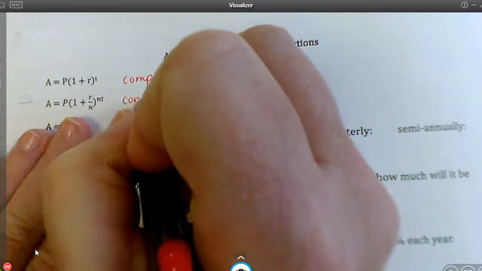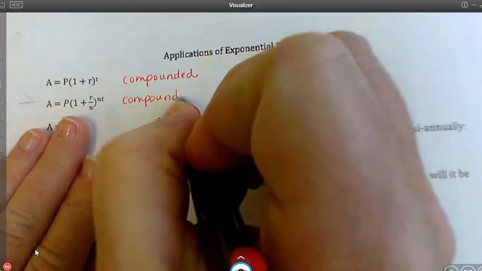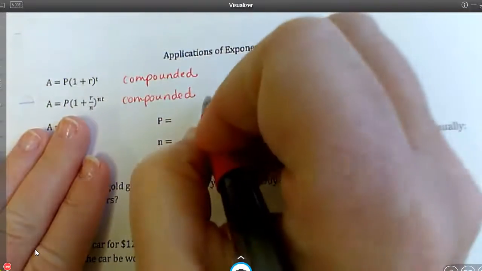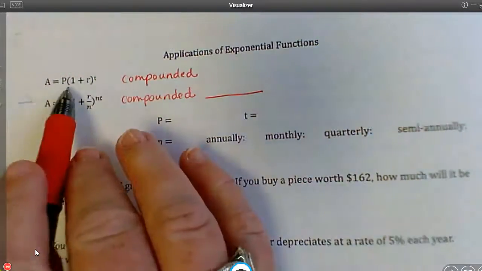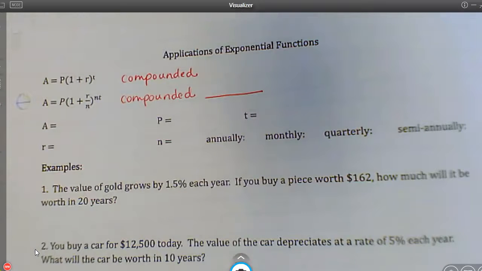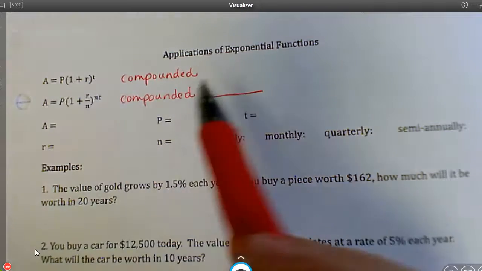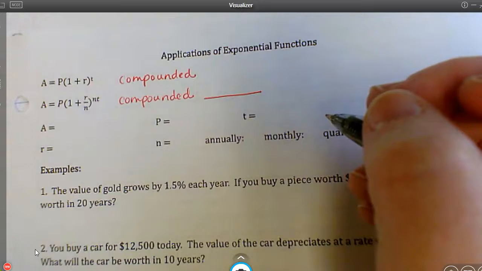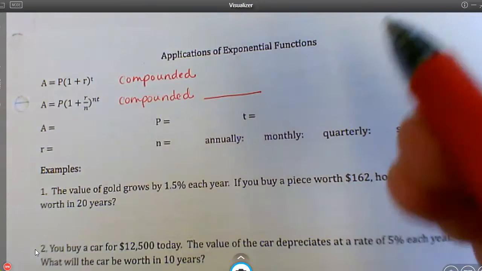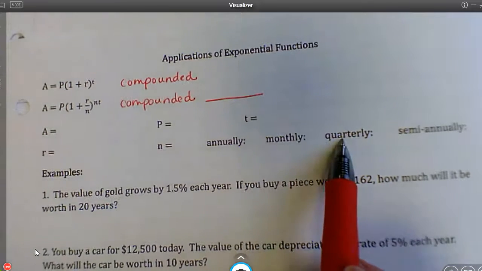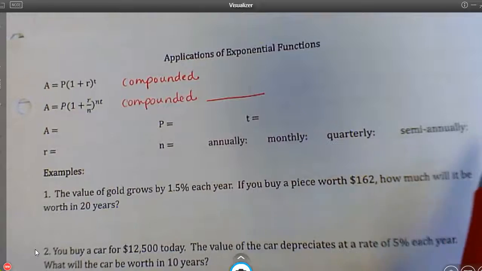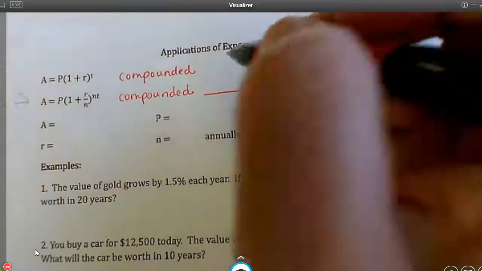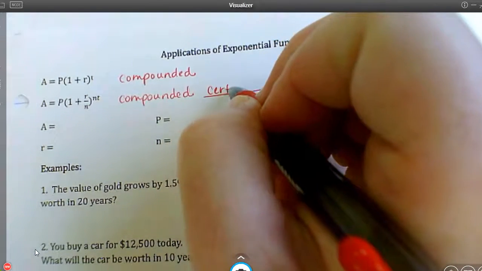But this one right here is the one that's going to say compounded a certain way. The top one might say it does this percentage each year, or it might say compounded each year, or something like that. But the second equation is going to say compounded and something about an amount of time. It might say monthly, quarterly, semi-annually, or daily. It's going to say compounded and then a certain amount of time.